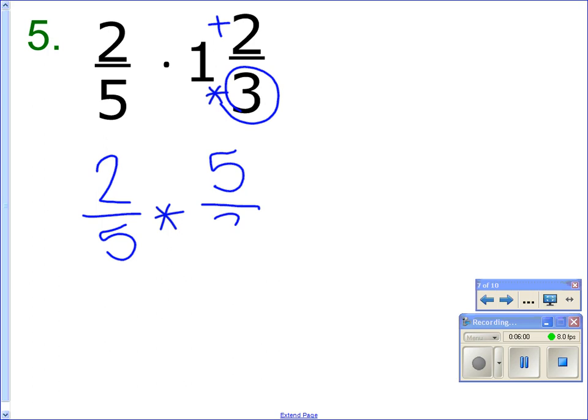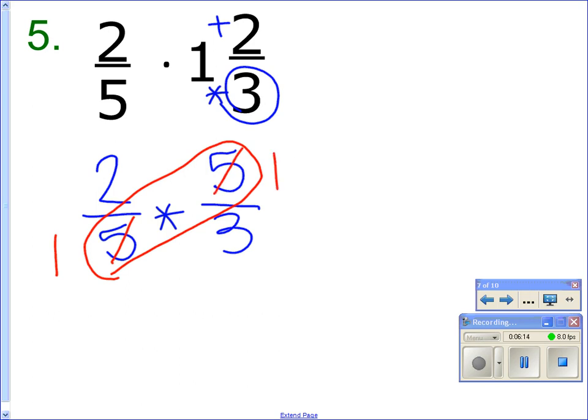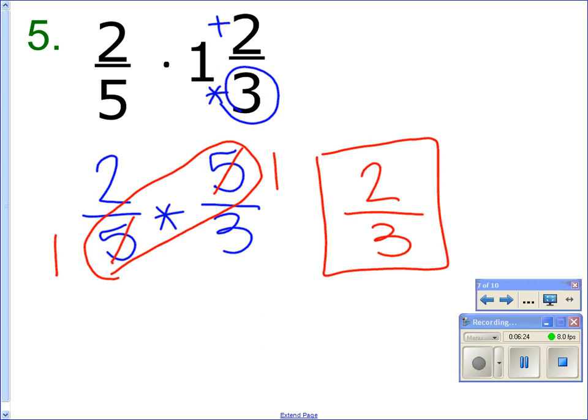So we have 5/3. Now we are going to cross simplify. We have 2 5s. So 5 can go into both of those. 5 divided by 5 is 1. 5 divided by 5 is 1. Now we're going to multiply the numerators. 2 times 1 is 2. 1 times 3 is 3. The answer is 2/3.